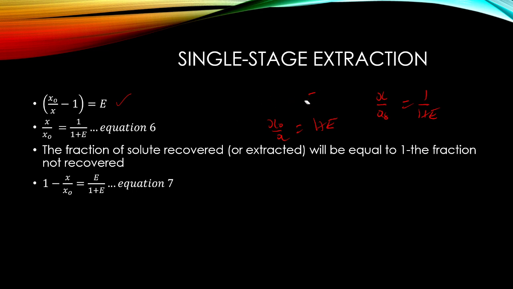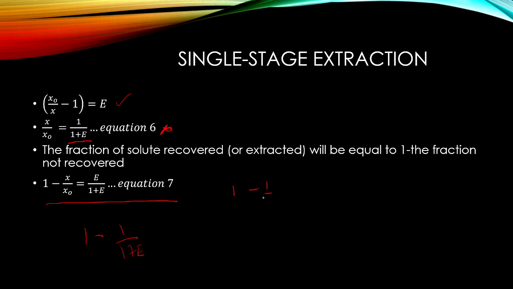Okay, so the fraction that was not extracted or the fraction that was not recovered. Sometimes they use extracted and recovered. So a fraction that was not extracted or not recovered is going to be expressed with equation 6. And the fraction that was recovered or that was extracted will be 1 minus what was not recovered. So that will give us equation 7. So here is 1 minus x over x naught. We said x over x naught was this expression, so 1 minus 1 over 1 plus e.